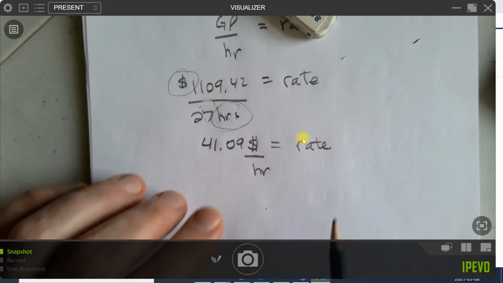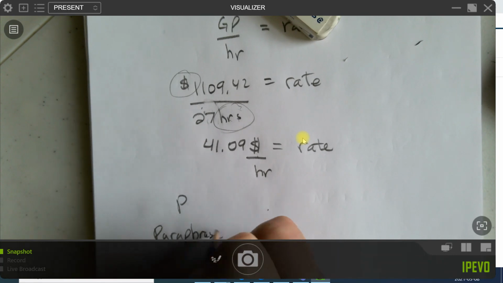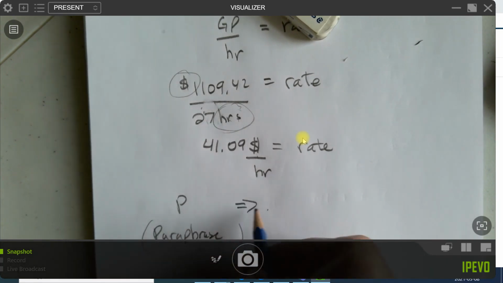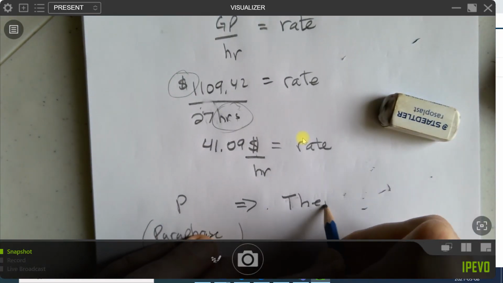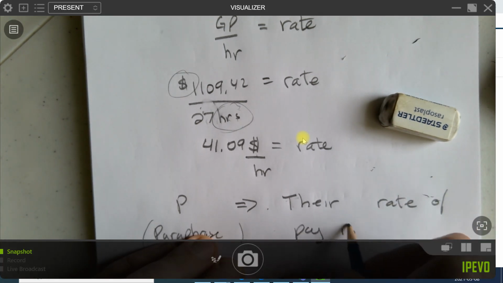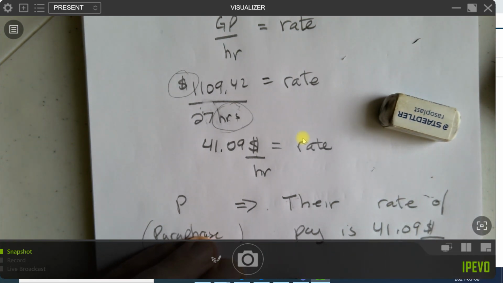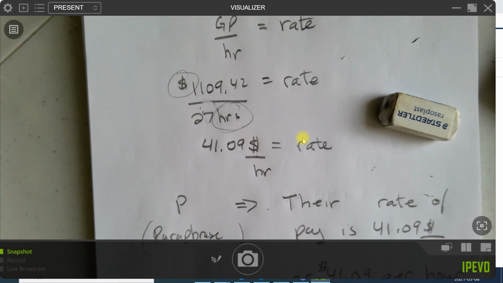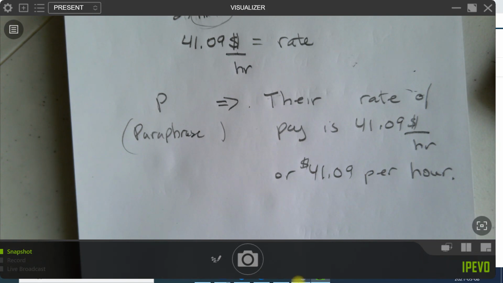So my rate of rate of pay, so again, my paraphrase in this case here would be, make it capital, right? Proper sentence structure here. Their rate of pay is $41.09 per hour. Or the same as saying $41 per hour. Okay, period. So there you guys go. That's question number 4. And we'll look at question number 5 and just talk about question number 5.